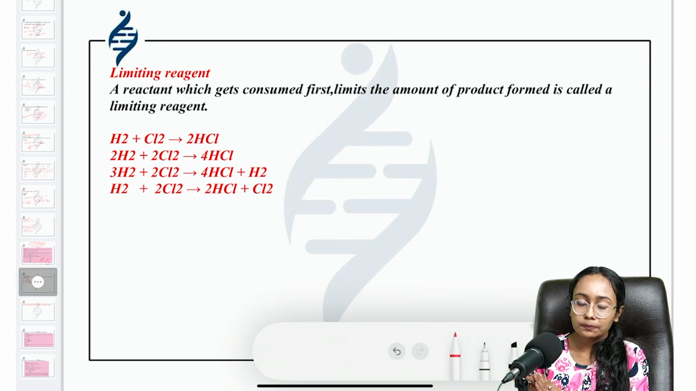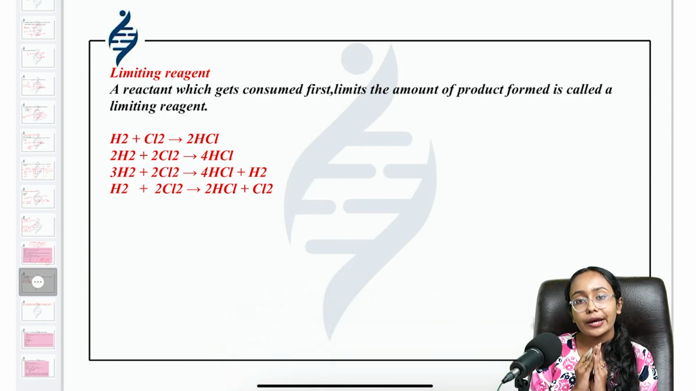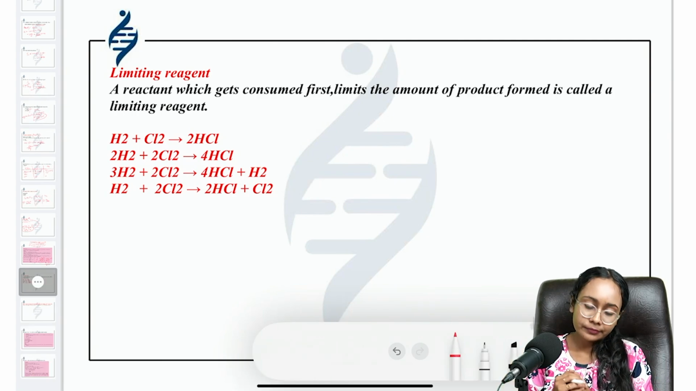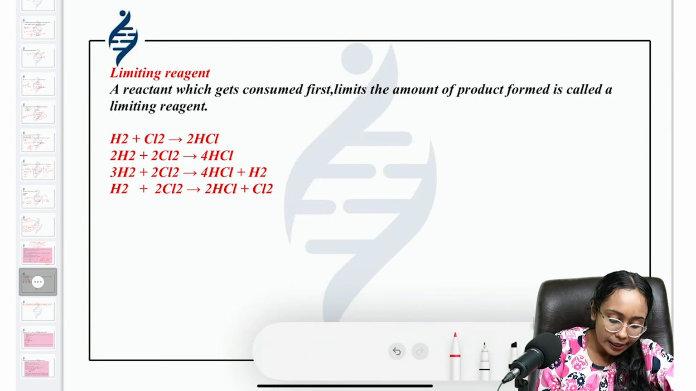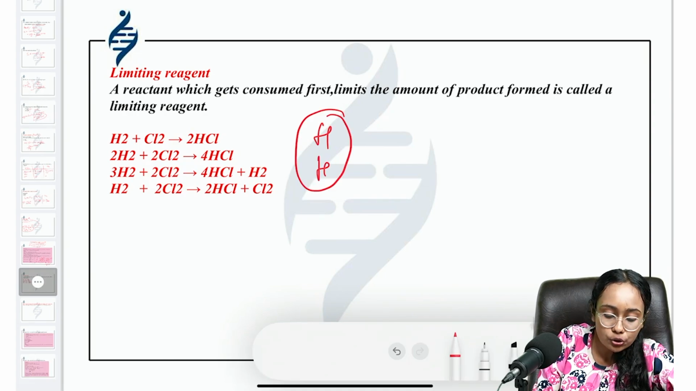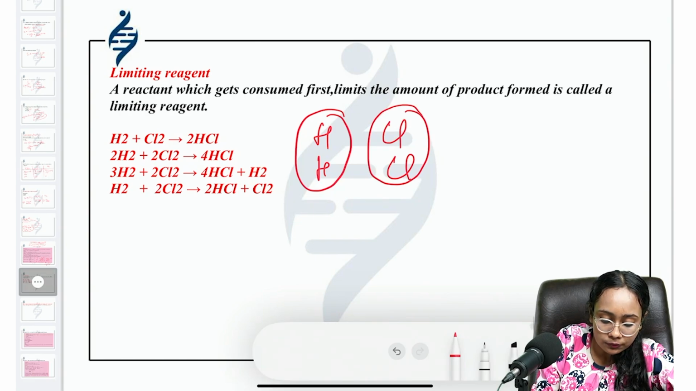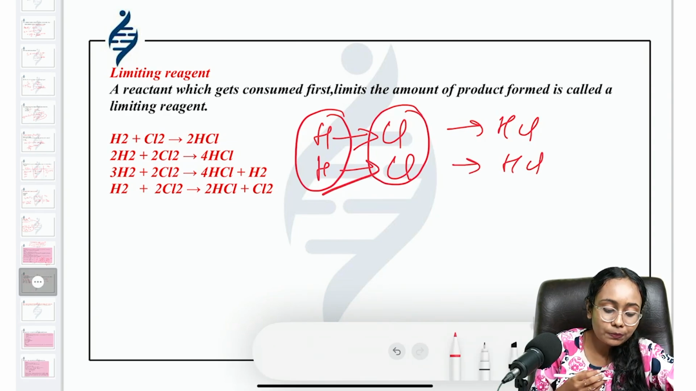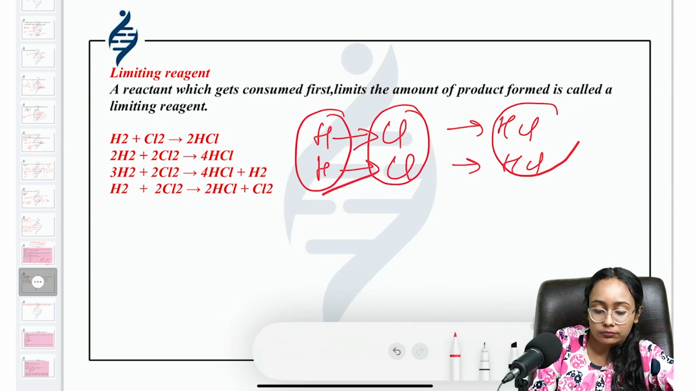You know about that. So the limiting reagent is one among the reagents that is mixed, which limits the amount of product formed. Let's look into some examples. H2 plus Cl2. H2 means 2 hydrogen atoms. Cl2. One H and Cl combine to give HCl. Another H and Cl combine to form HCl. So H2 plus Cl2 gives 2HCl.